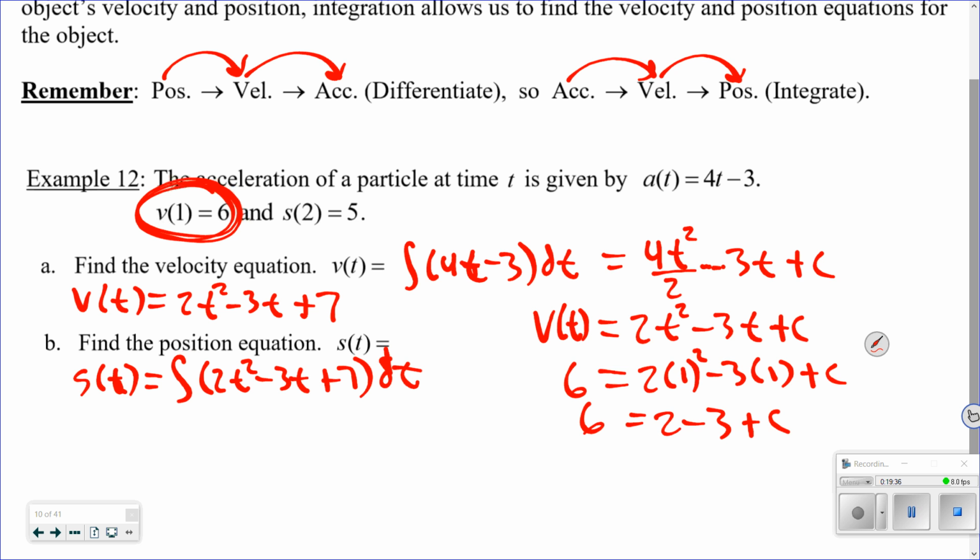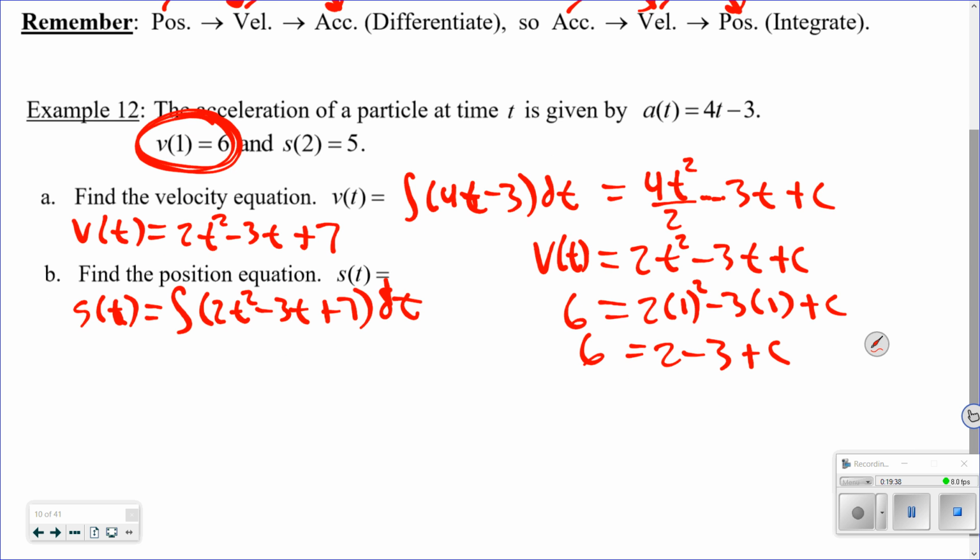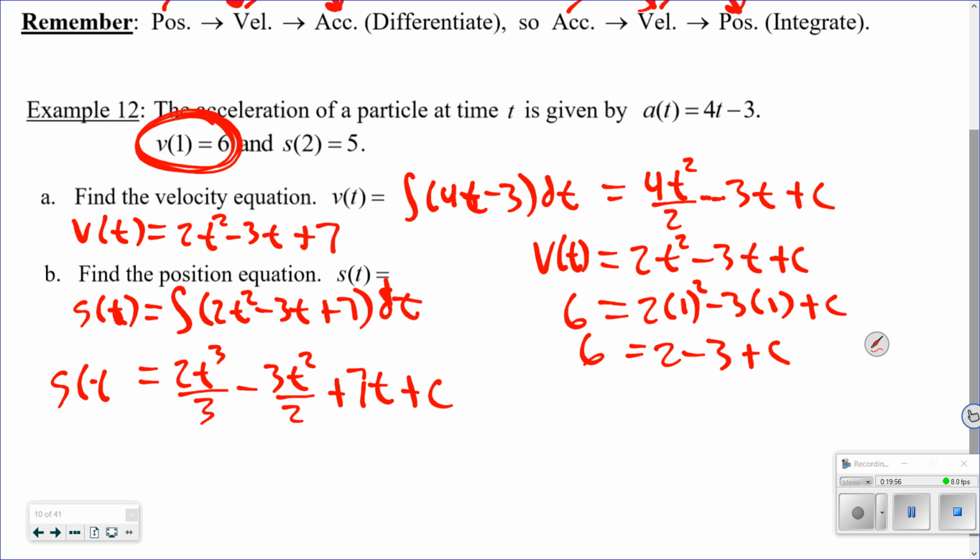Okay, so let's integrate that. I end up with 2t cubed divided by 3 minus 3t squared divided by 2 plus 7t plus c. Now, if I didn't have an initial condition, I'd be done there. But up here, it tells me s of 2 equals 5. That means I can find out what c is equal to and get my position function.